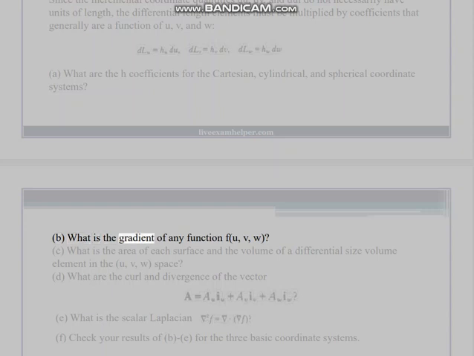B. What is the gradient of any function f(u, v, w)? C. What is the area of each surface and the volume of a differential size volume element in u, v, w space? D. What are the curl and divergence of the vector? E. What is the scalar Laplacian of f? Check your results of B and E for the three basic coordinate systems.